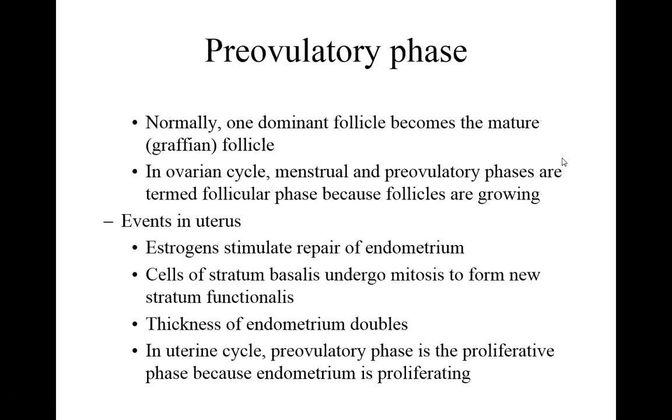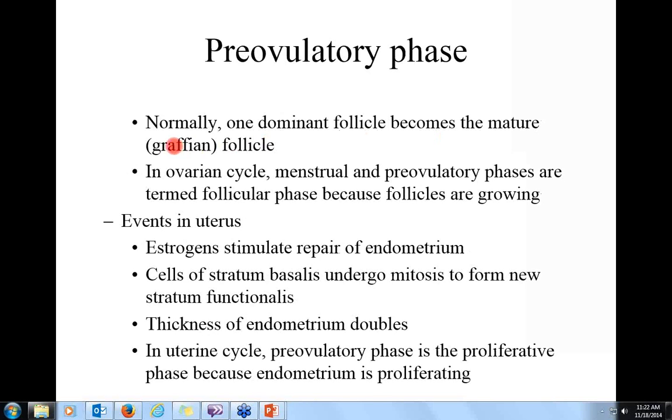Okay, so once one follicle becomes dominant, it's also called the Graafian follicle. One will become dominant, and then in the uterus, the estrogens will start to repair the endometrium. In other words, the stratum basalis undergoes mitosis and forms a new stratum functionalis, and this will double the thickness of the endometrium. Again, remember, stratum basalis and stratum functionalis are just layers of the endometrium.